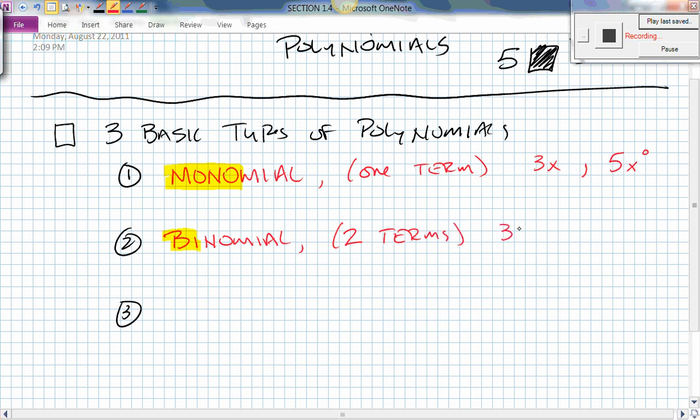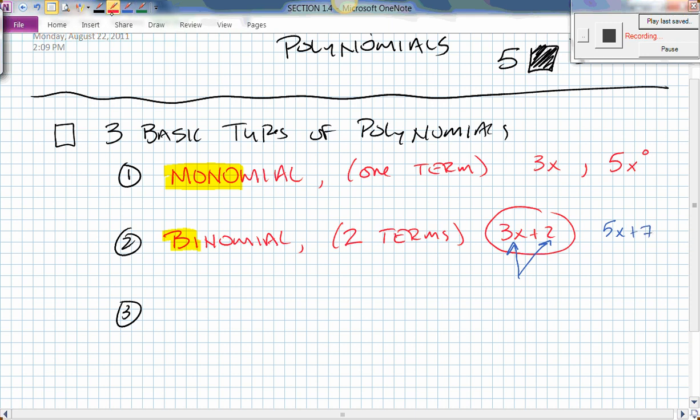An example of that would be 3x plus 2. All of this together is a polynomial, but there are 2 pieces that we call terms. There's that piece and there's that piece, so that makes a binomial. Can someone come up with their own binomial really quickly? Yes? 5x plus 7. There you go. 5x plus 7, that's another binomial because it has 2 terms.